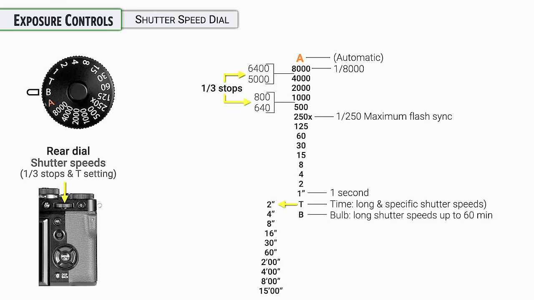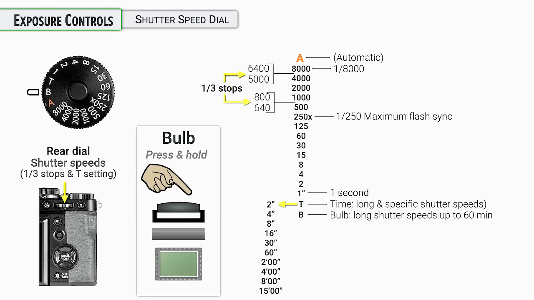Next up is B. B stands for bulb, which is a long time exposure. You can get up to 60 minutes on it. Now, the way the bulb works is it keeps the shutter open as long as your finger is down on the shutter release. So if you want to leave it down there for 8 seconds, well, you can do it for 8 seconds or 60 minutes.